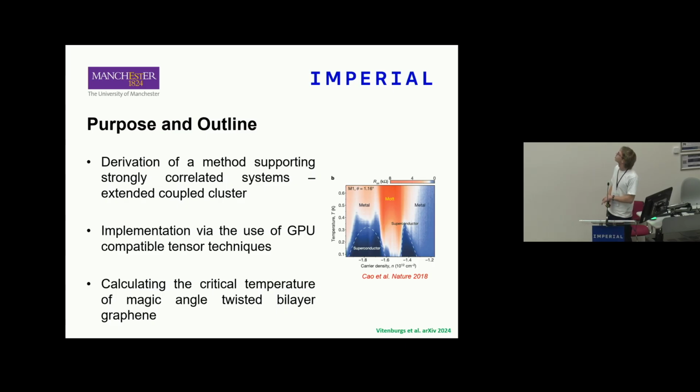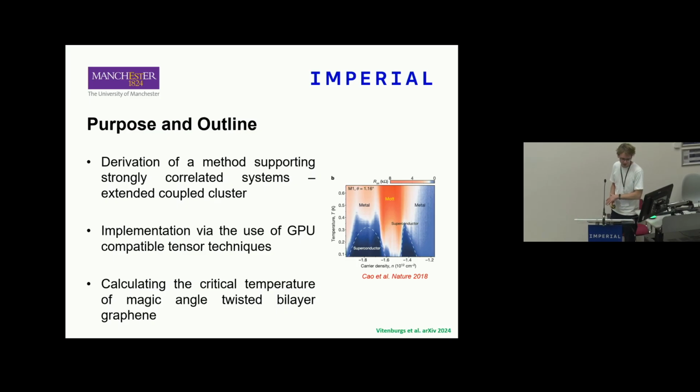The outline of this whole presentation: I'll talk more about the computing side of this project rather than the physics of it. So why do we actually need this extended coupled cluster, how it helps with describing these strongly correlated systems, how we actually derived the equations, implemented them on NVIDIA A100, and what we actually get in the results.